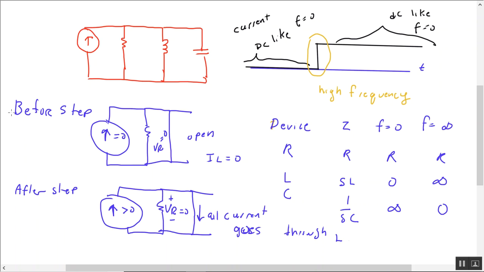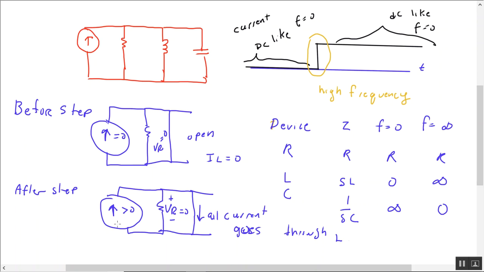So let's just redraw it. Before the step, the current is 0, it's acting DC, the resistance is the resistance, and I've just drawn a short for the inductor, and the capacitor is open. Well, the current is 0, so there can't be a voltage increase across anything. But notice that with this short, even if there was a current, all the current would go through here and not through the resistance. So this output voltage would be 0.